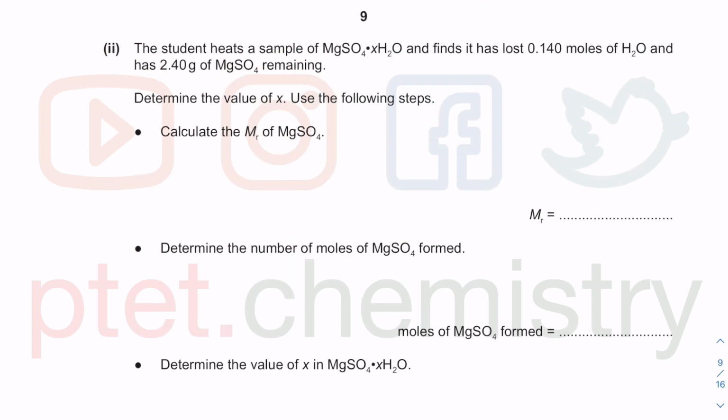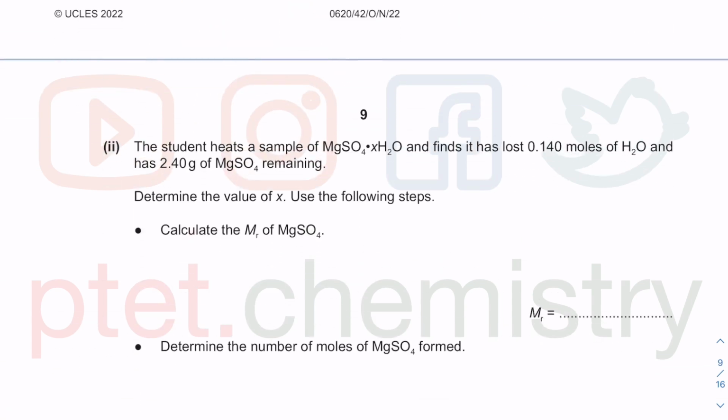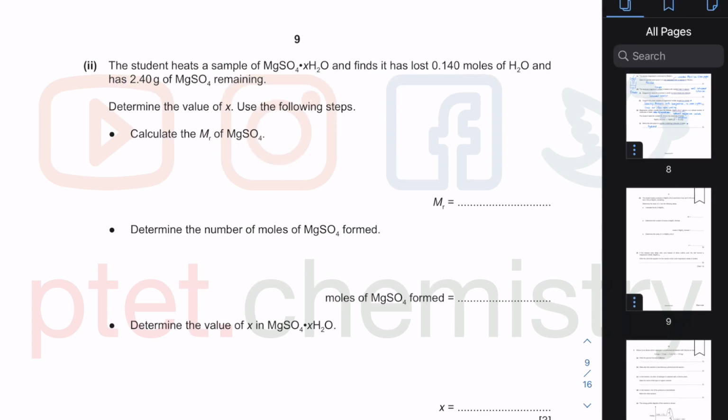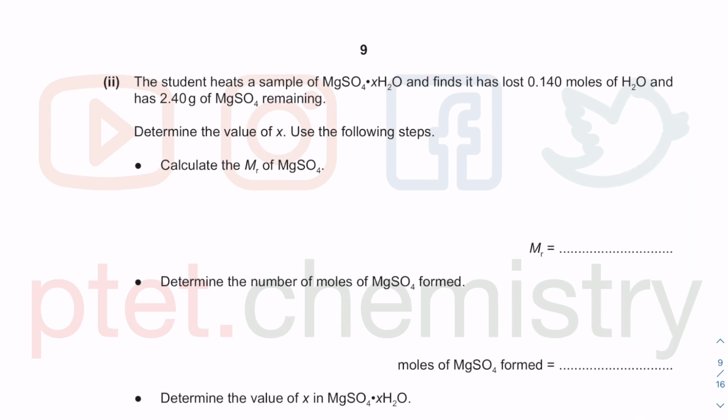So this is a follow-up of the calculation we did previously, I think. Nope, we haven't done any calculation yet. So this student heated up a sample of this hydrated magnesium sulfate. We found out that it has lost this much mole. Be careful, this is mole. And you have this much mass. So this is mass. What we're supposed to do, use the following steps, calculate the MR.